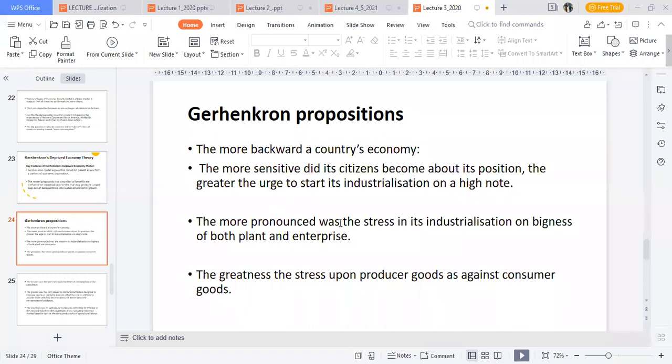The more pronounced was the stress on its industrialization in bigness of plant and enterprise, the greater the stress upon producer goods against consumer goods.